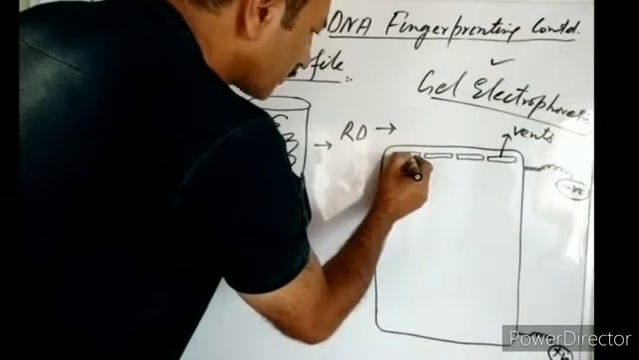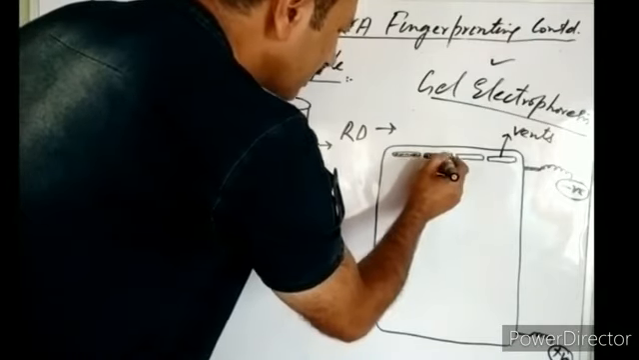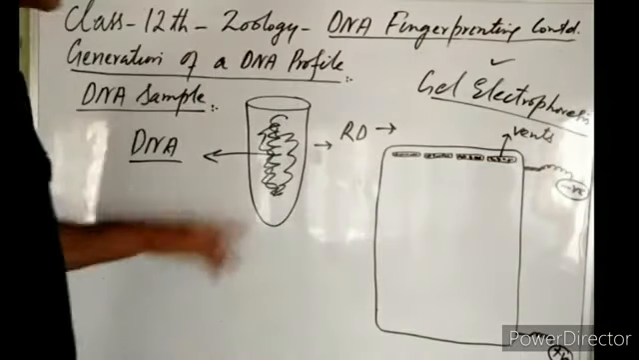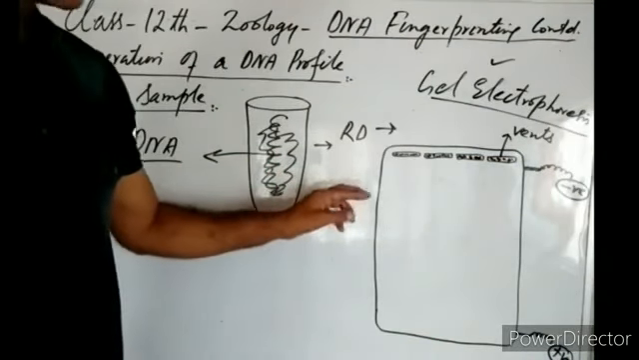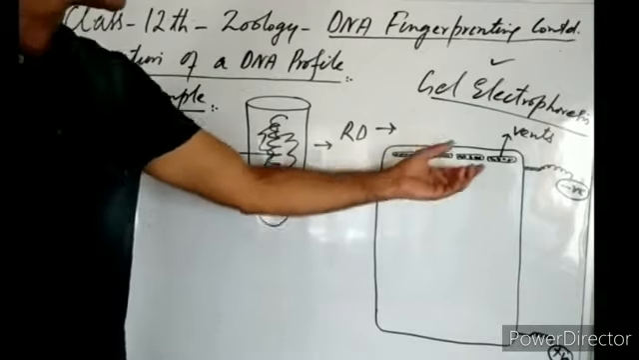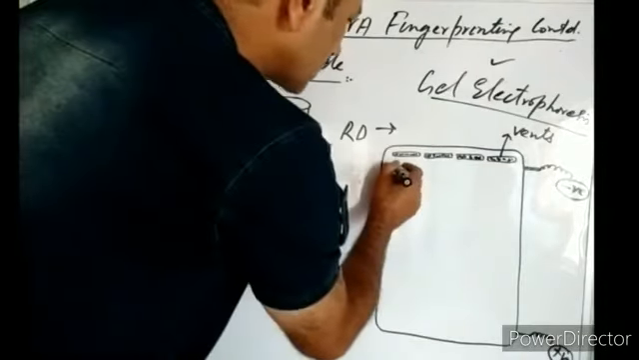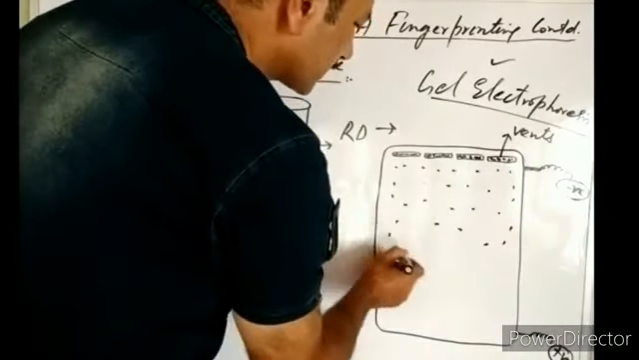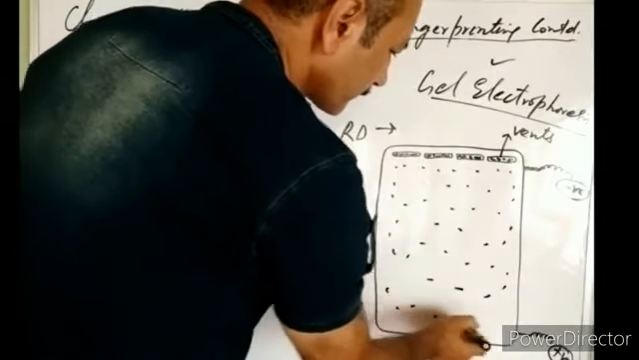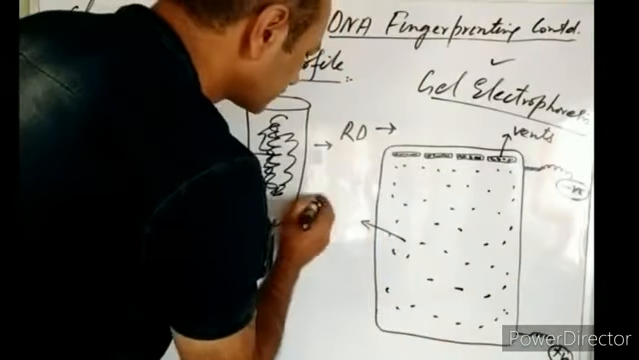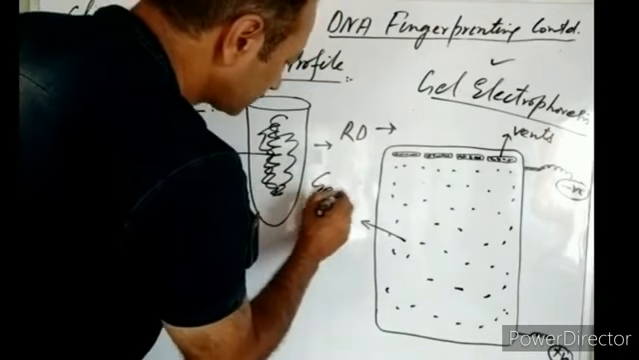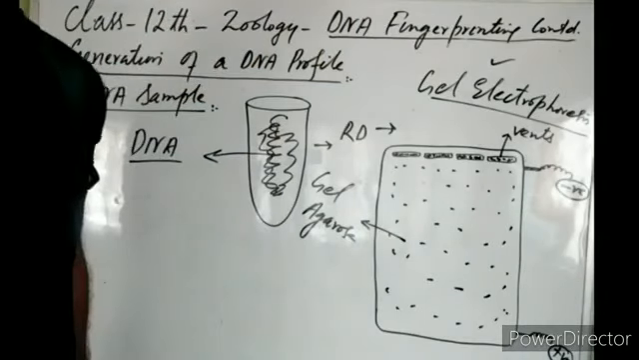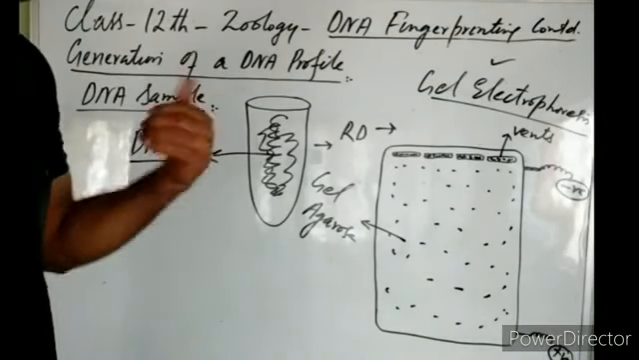DNA is put into these vents. This restriction digested DNA is dropped in these vents. When we cut the DNA into small fragments, those small fragments of DNA are together put into these vents. Then this tray is filled with an agarose polymer gel. This is gel agarose. This agarose polymer gel is porous, and through this gel the DNA fragments can move, right?